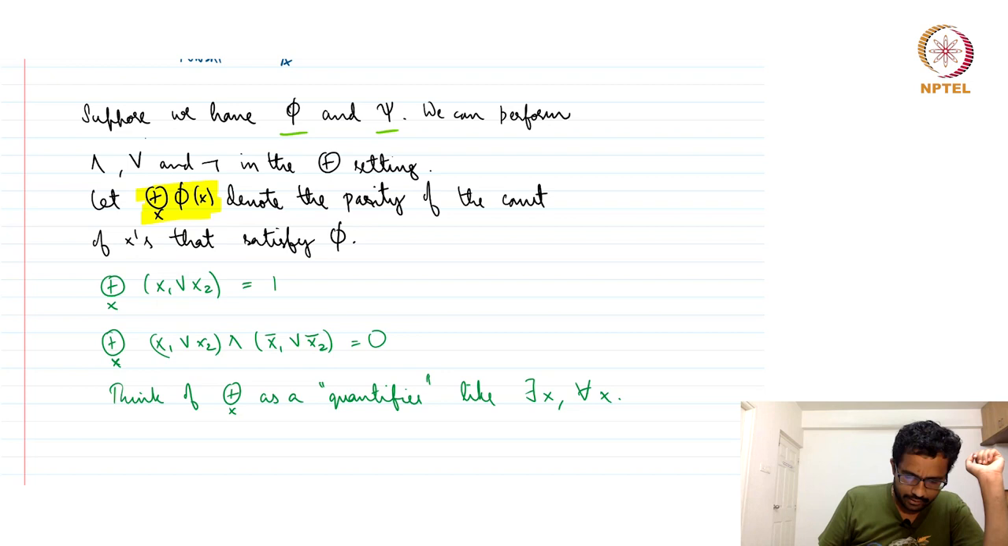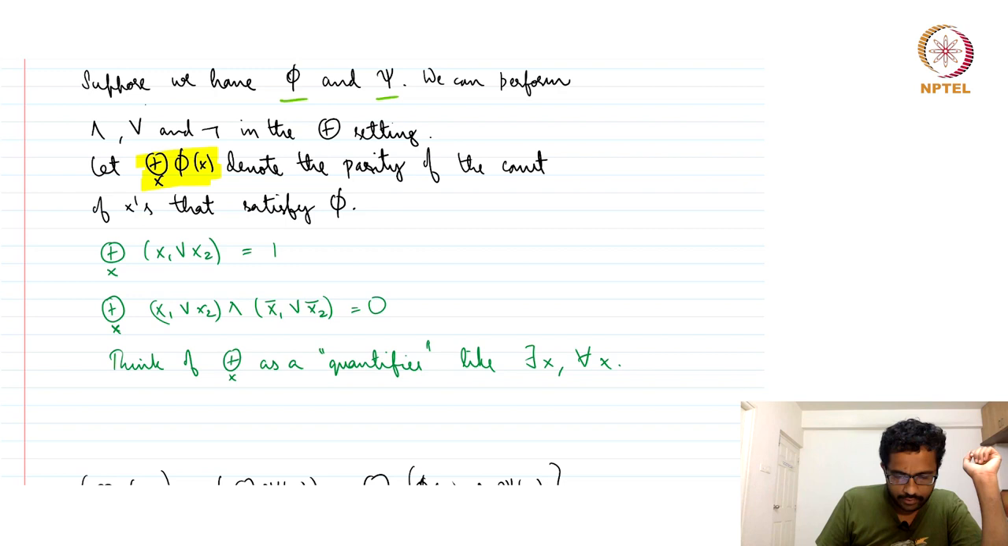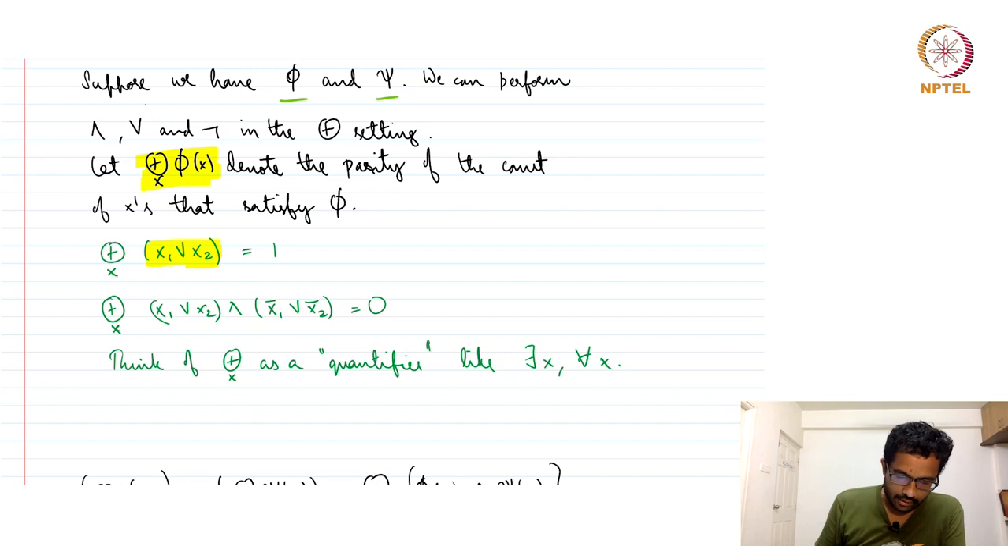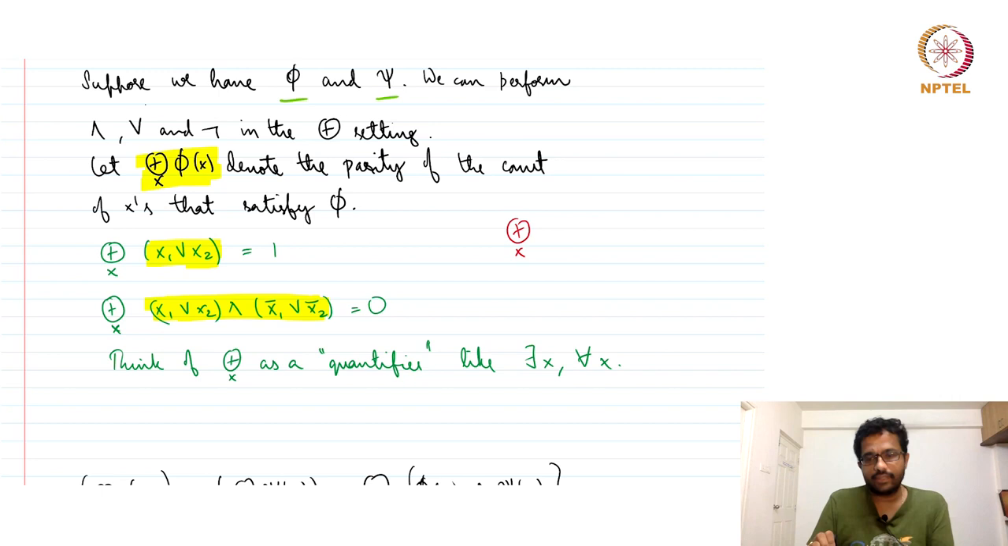Just to give some examples, if x is just two variables x1 comma x2, then the parity of x1 or x2 is equal to 1, because x1 or x2 has three satisfying assignments: x1 true, x2 false; x1 true, x2 true; x1 false, x2 true, right? At least one of them has to be true. The non-satisfying assignment is when both are false. Another formula, when x is x1, x2, consider x1 or x2 and x1 complement or x2 complement. This has only two satisfying assignments, 0,1 and 1,0. 0,0 and 1,1 are not satisfying assignments. So the parity is 0. This is just to give you an illustration of what the parity x symbol is. So you can think of it as a quantifier, right?